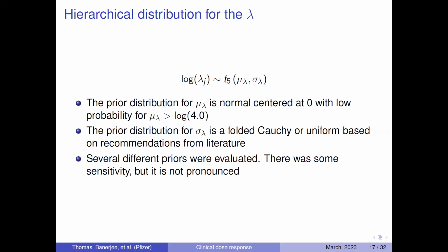Now, for the prior distribution of that scale parameter, we used a folded Cauchy. We also used a uniform distribution based on the literature. Even within those two distributional choices, of course, there are still some other features you can specify. So we actually did try several different prior distributions of this form. There wasn't high sensitivity, but there was some sensitivity here, so we'll talk about how we handle that later. We did do sensitivity analyses to various modeling assumptions, this being one of the key ones.